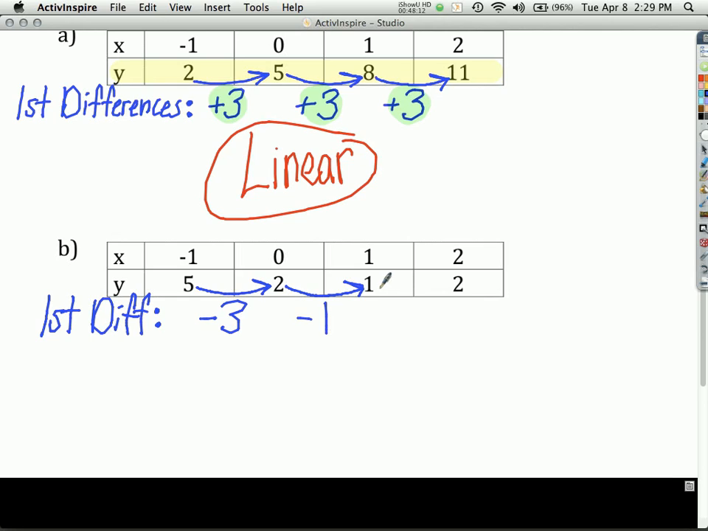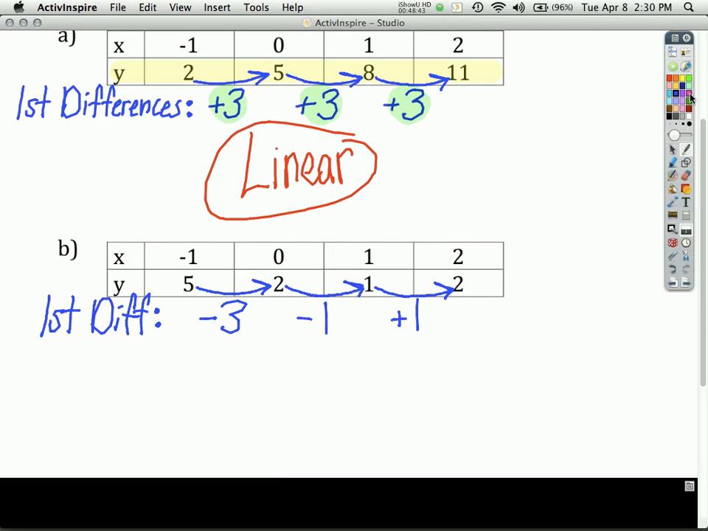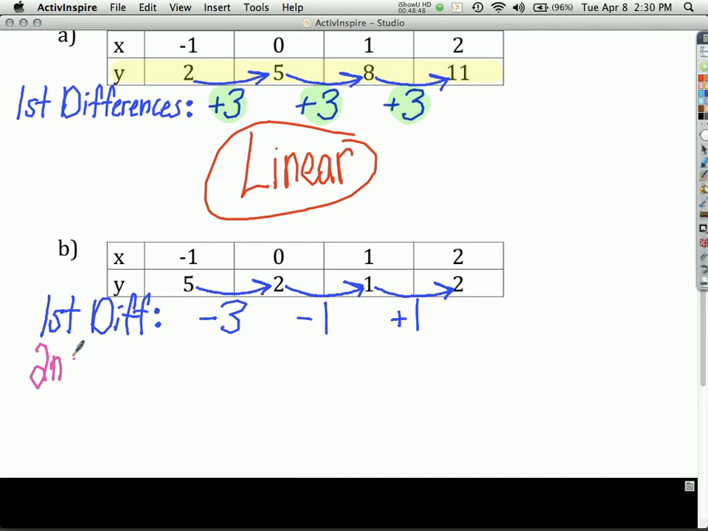So now, what do we do to get from the 1 to the 2? What do we have to do there? Kadir? We have to add 1. So we got all different numbers. So it's not linear, but now we have to figure out if it's quadratic or exponential. So now we have to do the second test. And the second test is called the second differences. So underneath the first differences, you're going to write second differences.